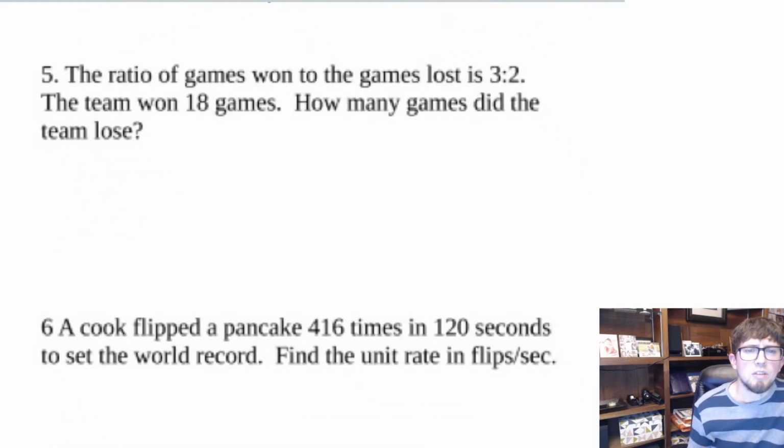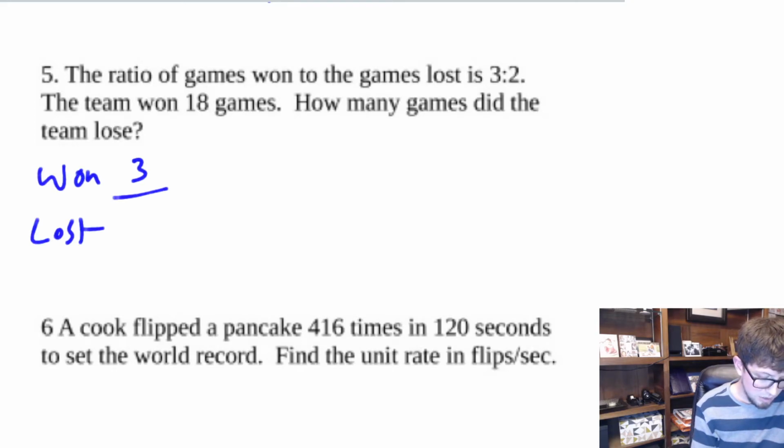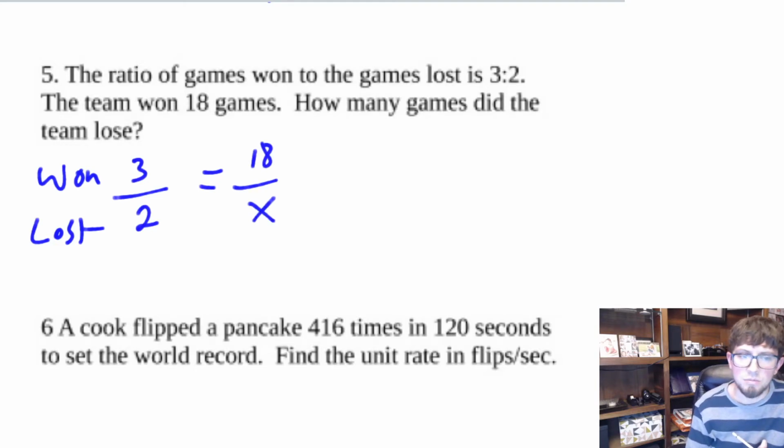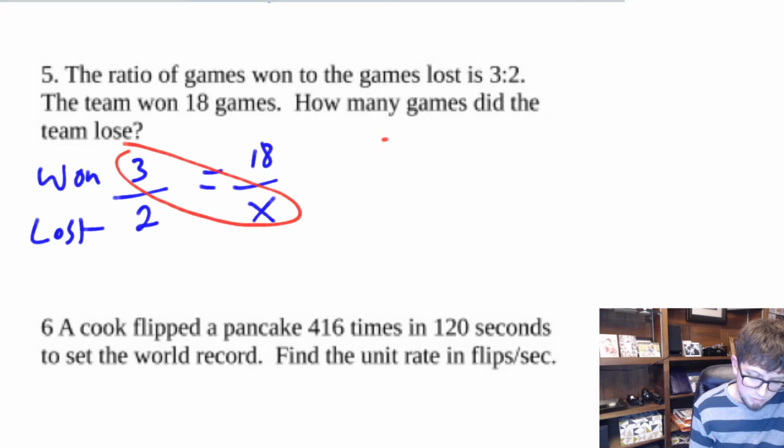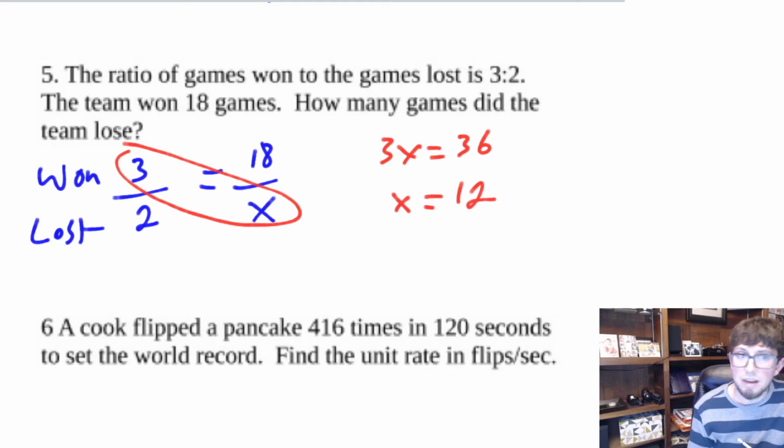Let's look at another one. The ratio of games won to games lost is 3 to 2. So won is 3, lost is 2. I'm going to write it as a fraction. If the team won 18 games, how many did they lose? I'll put x for the number of losses. And as long as you keep the number of games won on top and the number of games lost on the bottom, you can't really go wrong. I like to cross multiply. 3x is equal to 36. x is then equal to 12 because you divide by 3.